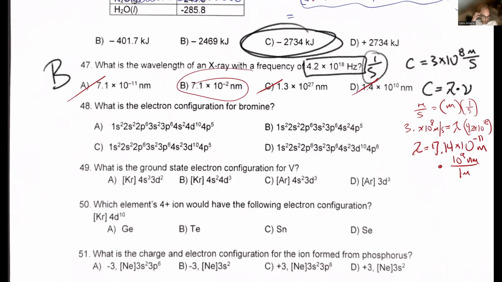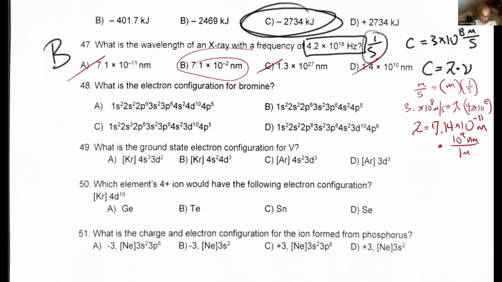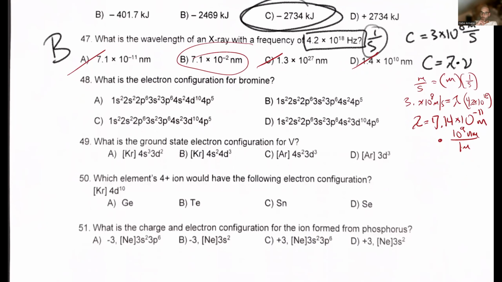Right? Yeah, good. What is the electron configuration for bromine? Okay, so the electron configuration for bromine, if you look at your periodic table, you're going to have to refresh yourself on this. We're going to go by row. 1s2. Let's just find out what's different out of all these. They're all 1s2. They all start with 2s2. They all start with 2p6.